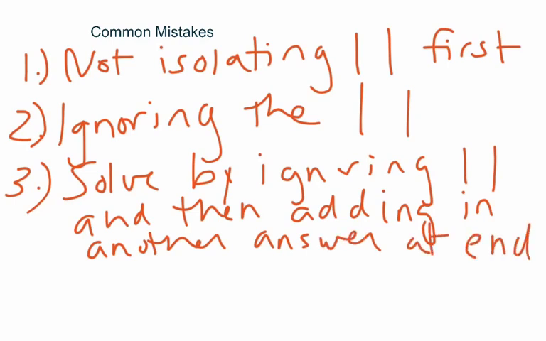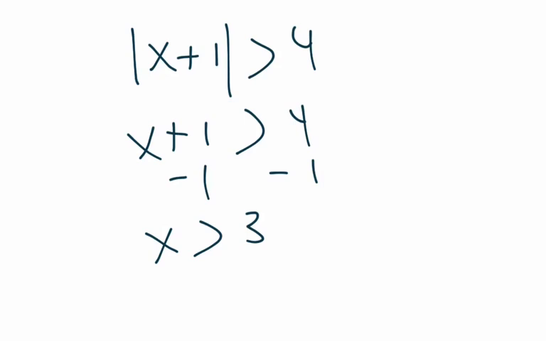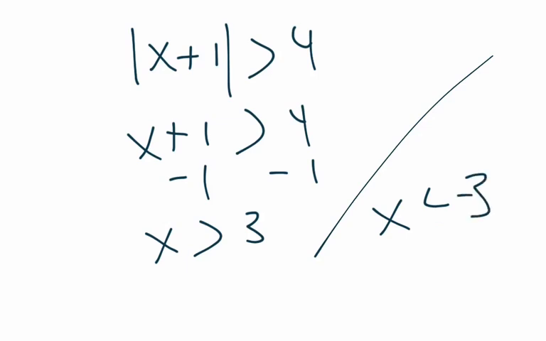I'll explain what I mean by that. So students will do something like this. They'll have the absolute value of x plus 1 is greater than 4. Okay, and so they will ignore it, they'll just pretend it's not there. Then they'll solve it, and they'll get x is greater than 3, and then they will just toss in x is less than negative 3. Even though there's no work at all to support where this came from, like they just took the 3 and threw in a negative 3 at the end.